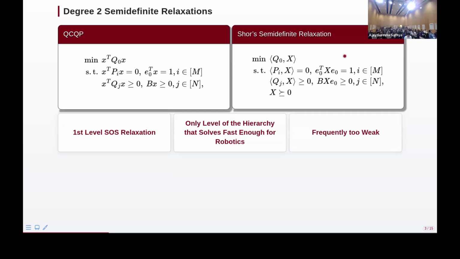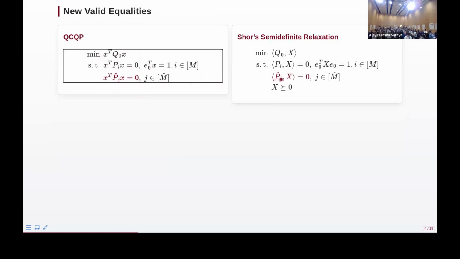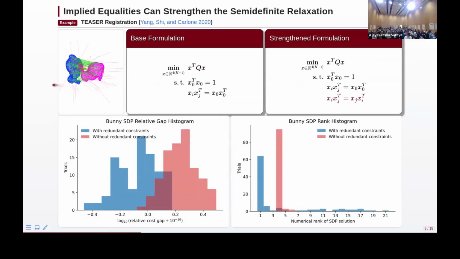Unfortunately, in its standard form, the short semi-definite relaxation is frequently too weak for the problems that we care about. Typically when you do sums of squares relaxations, if it's too weak, you increase the degree. But an observation that's been made over and over again in practical applications is that if you have a QCQP and you add a completely redundant equality constraint to it, that redundant constraint actually ends up showing up in the semi-definite relaxation. Even if this constraint is redundant for the problem on the left, it's not necessarily redundant for the problem on the right.